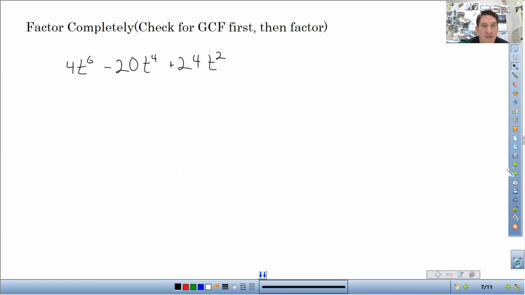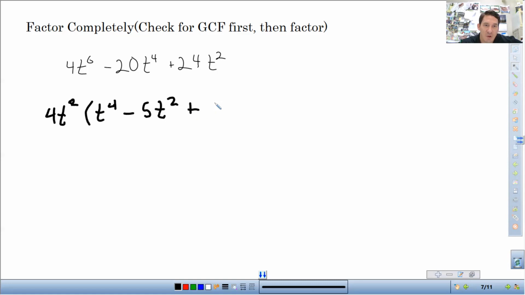4t to the 6th minus 20t to the 4th plus 24t squared. So I need to double check for greatest common factors. 4t to the 6th, 20t to the 4th, and 24t squared. The numbers are all multiples of 4, so I can pull out a 4, and a t squared from all of that. What I'll have left is t to the 4th minus 5t squared plus 6.